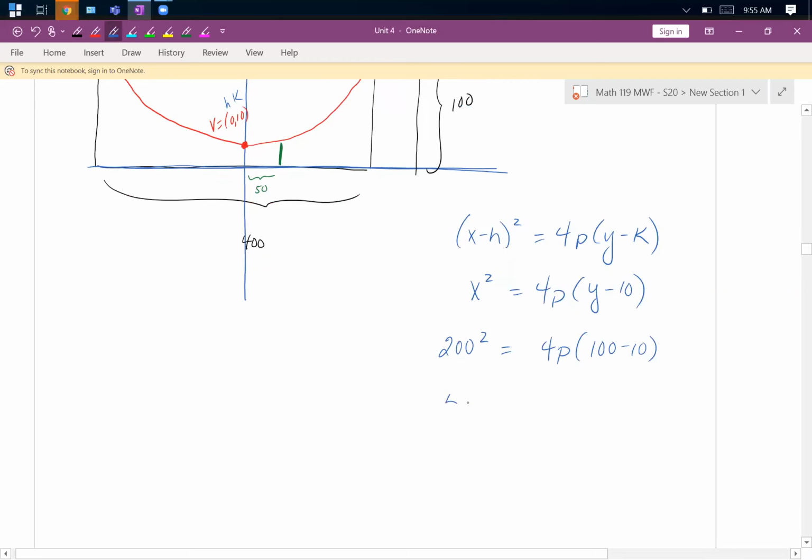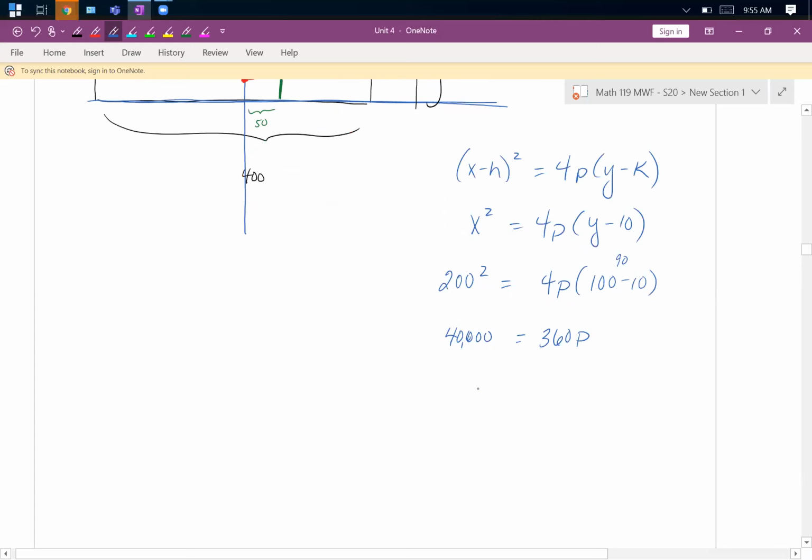That's going to be 40,000 equals, let's see what we got here. There's 90 in the parentheses times 4, 360p. The p is going to be 40,000 divided by 360. And that simplifies, but that doesn't go down to a nice integer or anything. This is going to simplify to p equals 1,000 over 9. And we want to keep it that way.